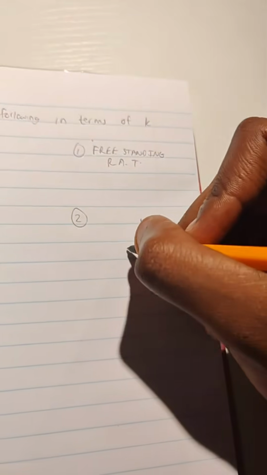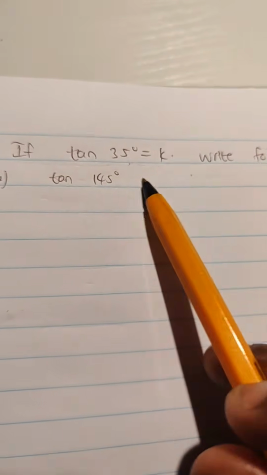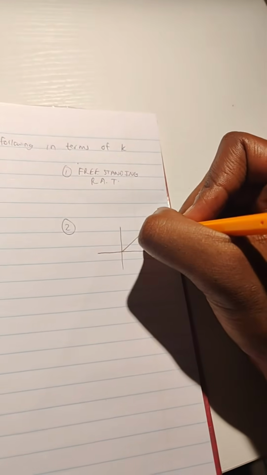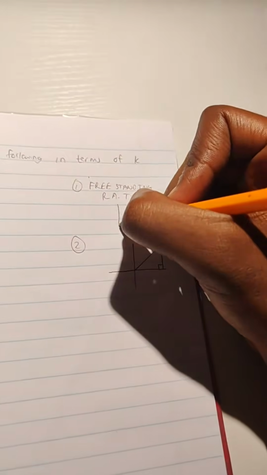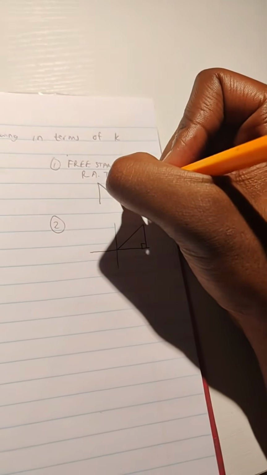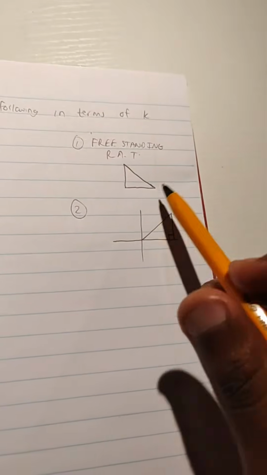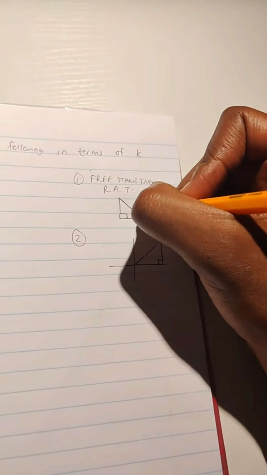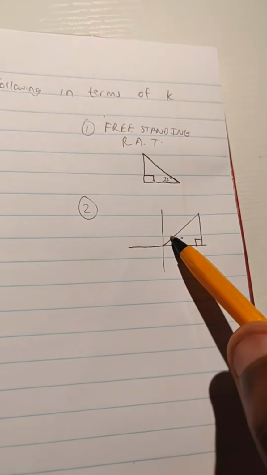Or you can use the first quadrant, because when they say tan 35 is equal to k, the assumption is that it is positive. So it's up to you: do you want to draw a typical freestanding right angle triangle, or a triangle in the first quadrant? So let's look at this. Tan 35, that means we have an angle that is 35 degrees. What is the definition of tan?